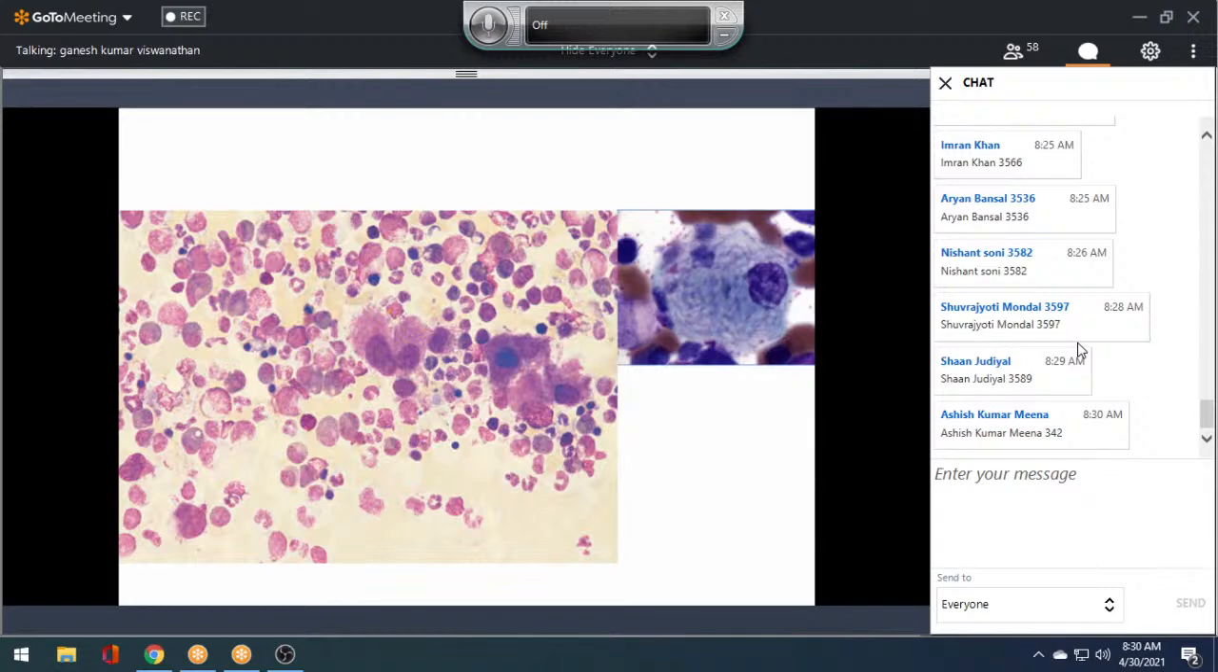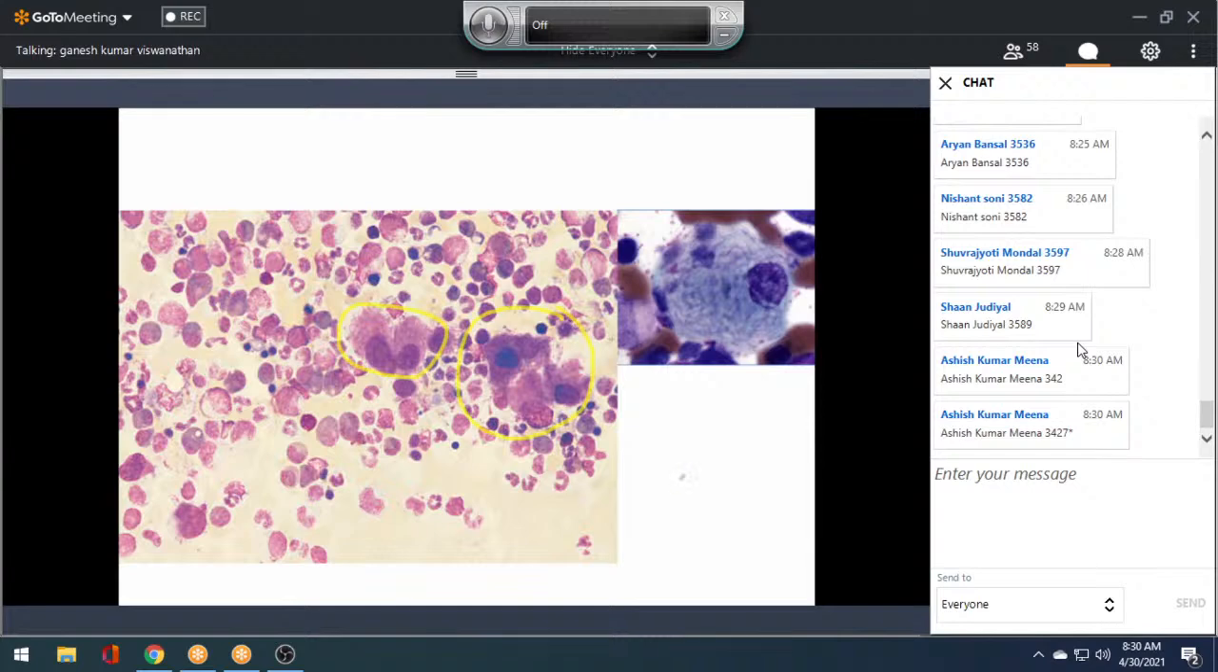And we can see this increase in megakaryocytes. There is a megakaryocyte cluster here, and there is a megakaryocyte cluster here. So 1, 2, 3 megakaryocytes. Normally the megakaryocytes are scattered, but here the megakaryocytes are increased in number, so they occur in clusters. And also the megakaryocyte morphology is different.